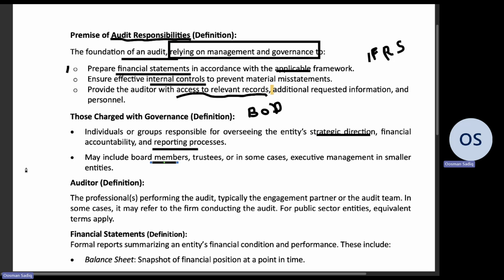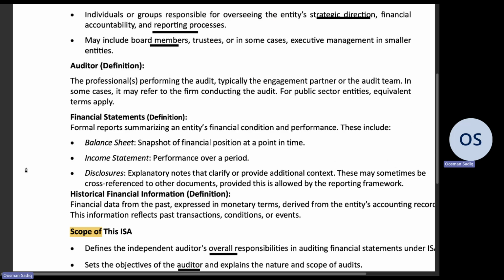Sounds good. Now, definition of an auditor. Who's an auditor? The one who does the audit. It is the professional or professionals performing the audit, typically the engagement partner or the audit team. In some cases, it may refer to the firm conducting the audit, or a public sector entity. So what do you mean by the professional performing the audit? A typical audit firm structure is something like, you have a partner over here, then you have your team.